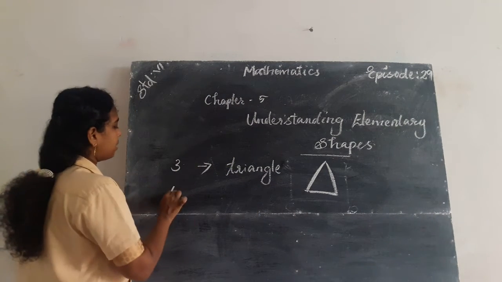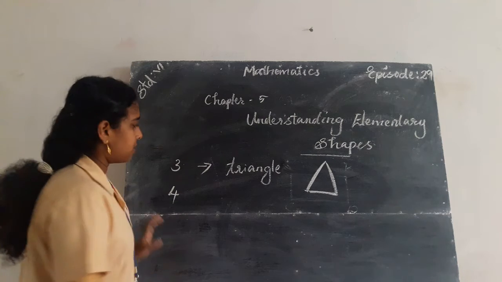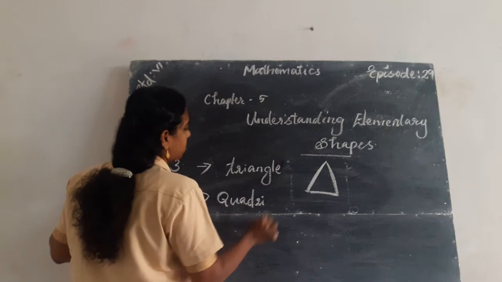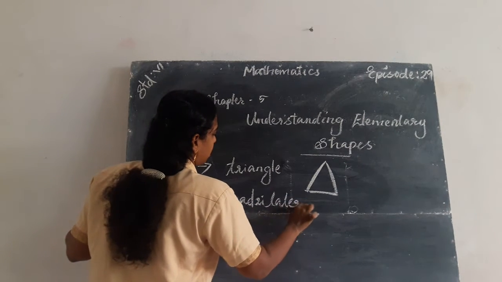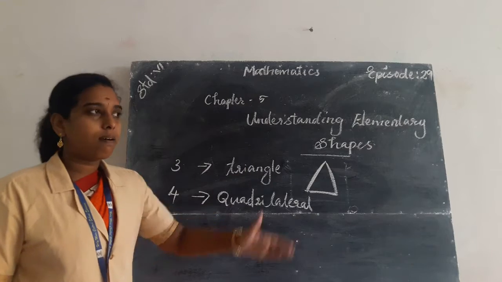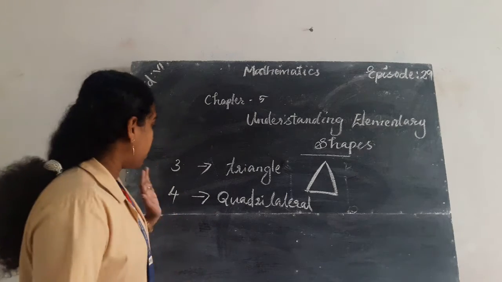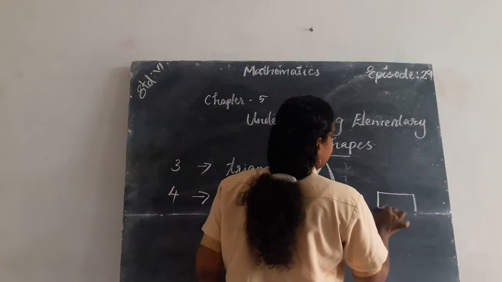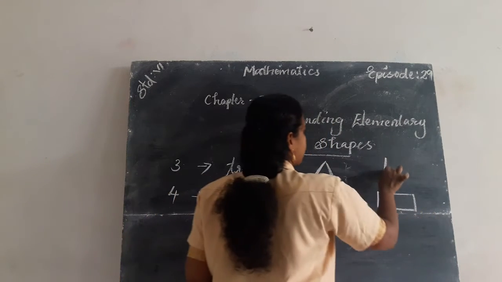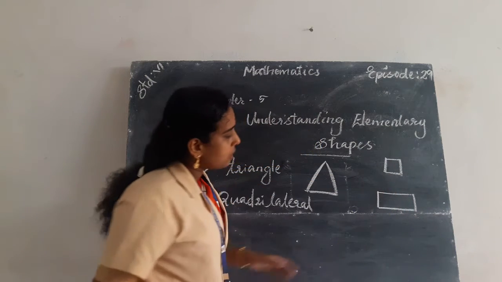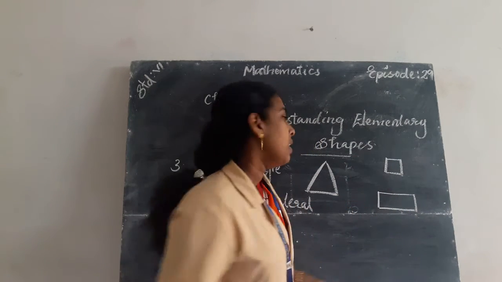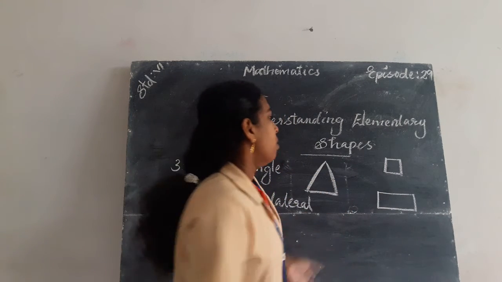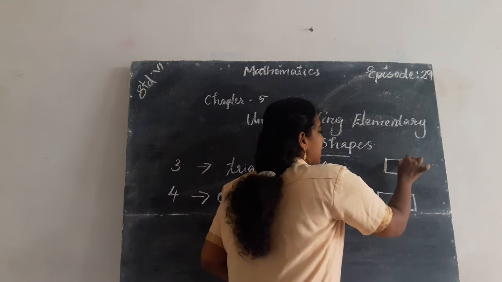Then a polygon with 4 sides is called a quadrilateral. For example, a rectangle, square, etc. are quadrilateral polygons. A rectangle has 4 sides, and also a square has 4 sides. What is the difference between rectangle and square? In a rectangle the opposite sides are equal, but in a square all sides are equal.